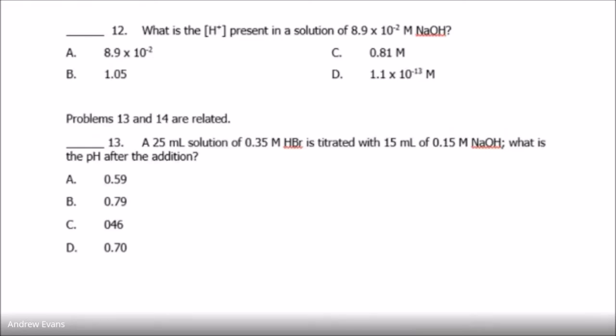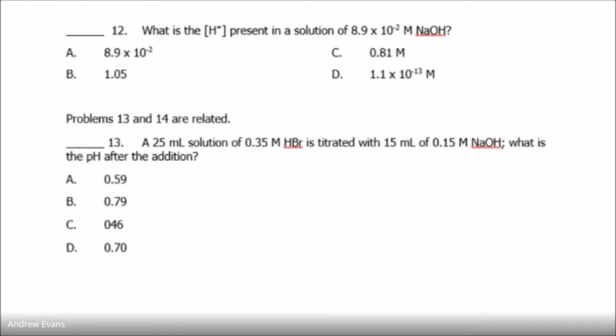Okay, 13 and 14 are the two titration problems. 25 mils of 0.35 molar acid is titrated with 15 mils of 0.15 molar base. What is the pH after this addition? So not what is the initial pH, but what is the pH after?